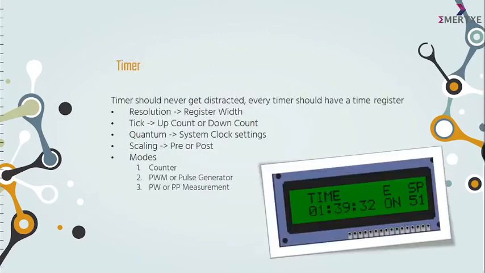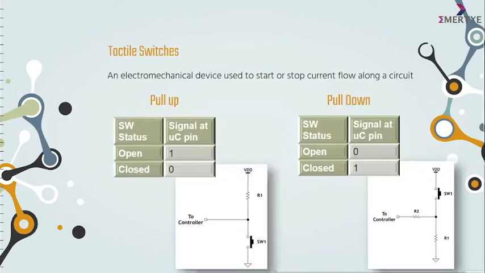Timer. A timer should never get distracted. Every timer should have a timer register, resolution, register width, tick, up count or down count, and quantum, which is the system clock setting, and scaling, pre-scaling or post-scaling. The modes are counter, PWM or pulse generator, and PW or PP measurement. Tactile switches are electromechanical devices used to start or stop the current flow along the circuit.